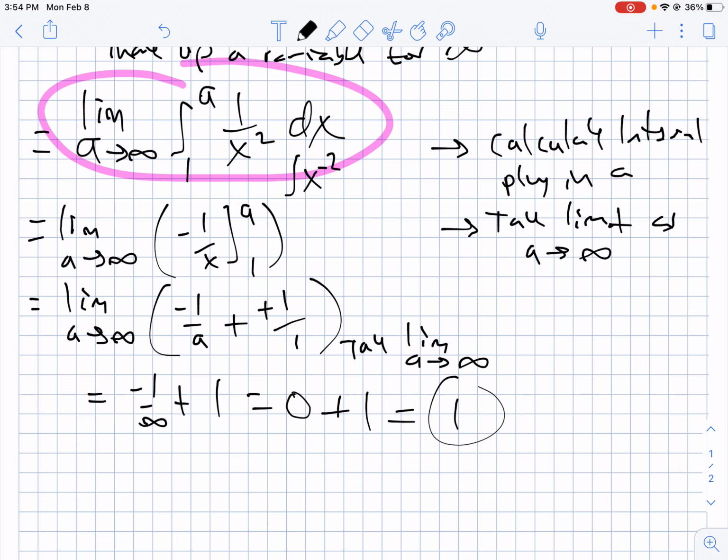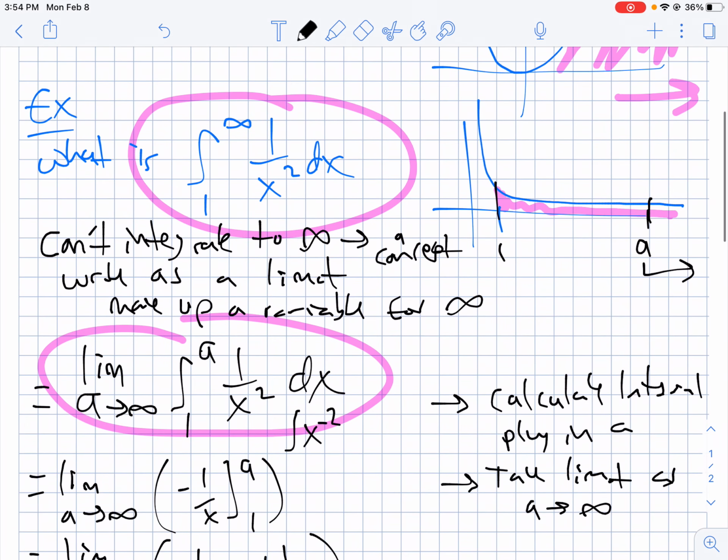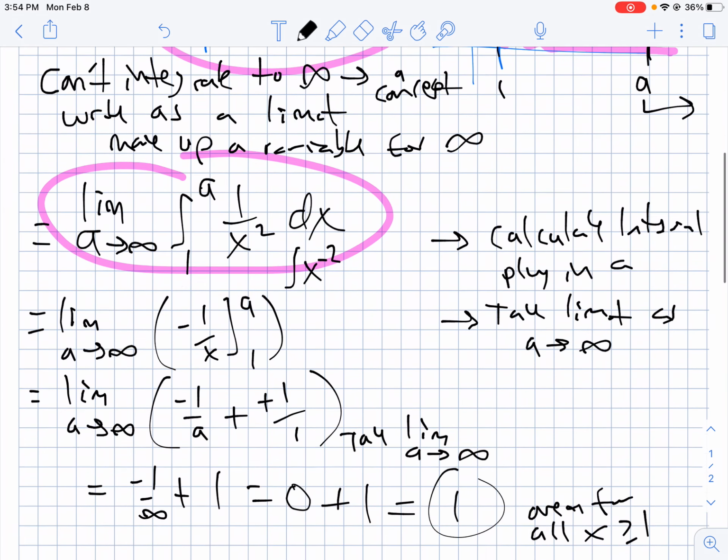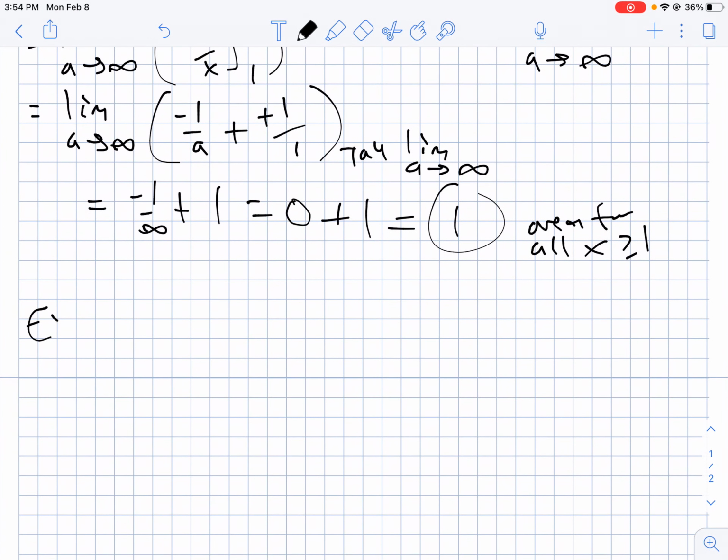We write that as a limit, and then again, this is just the area for all x that are greater than or equal to 1. Everything from 1 to infinity. In this diagram in pink, that's the area we found. Exactly 1. How cool is that? Okay, let's look at a couple more examples. Let's do the integral from 4 to infinity of 1 over x dx.